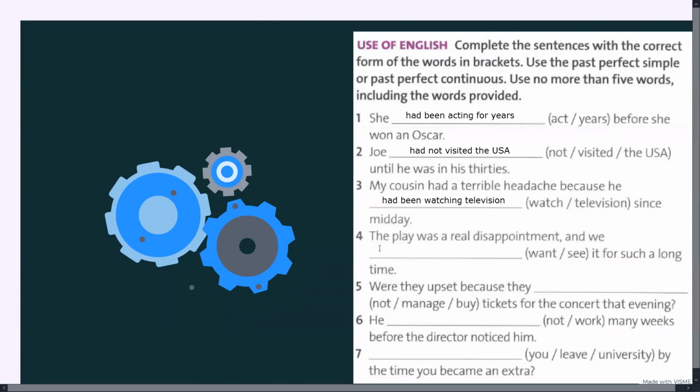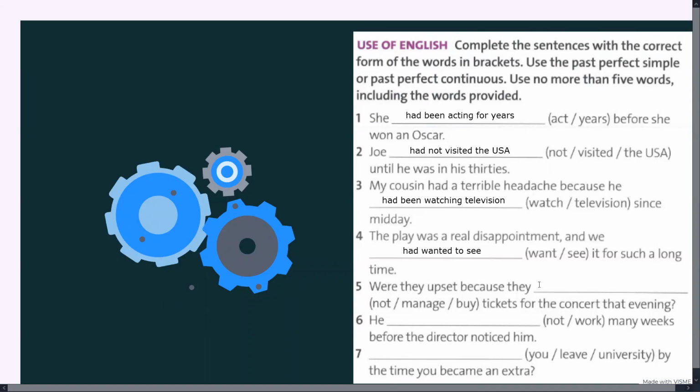That's not very cool. The play was a real disappointment, and we won't see it for such a long time. I would say, because want is a state verb, that I would use we had wanted to see. I would not use we had been wanting to see, because it's a state verb, even though the action, they wanted to see it for a while. It's something that they really yearned for, but still it's a state verb.